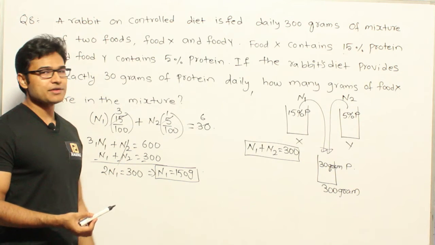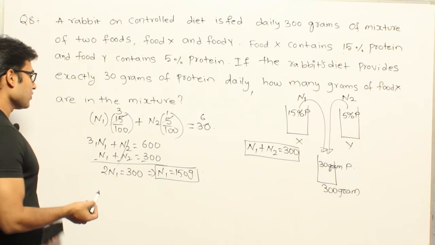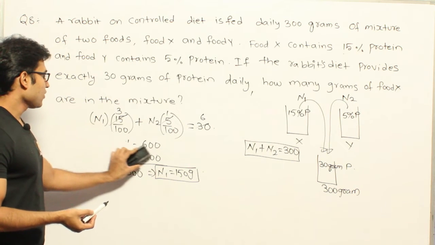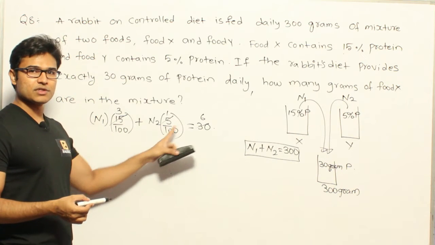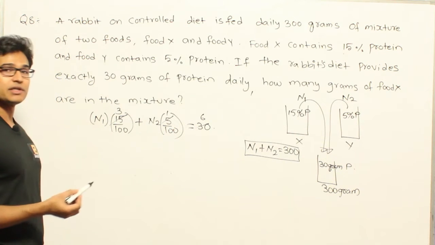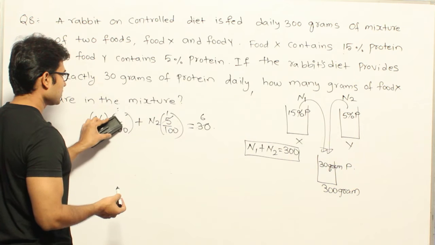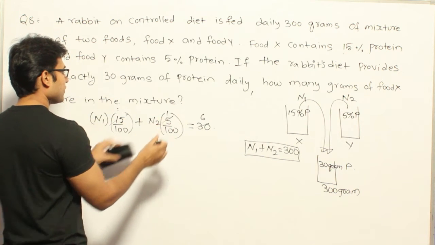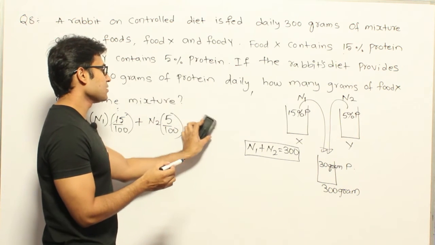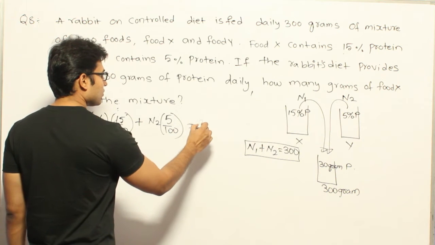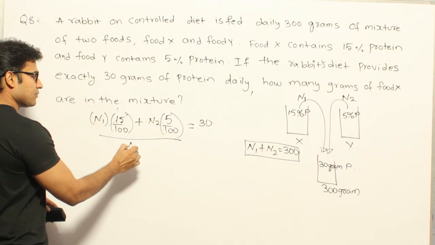Now since we are talking about alligations and mixtures, if you want to apply that alligations formula, then also you could do it in a different way. So what is the other way of solving it? We know that this is the total amount of protein present in the final mixture, which is equal to 30. Now convert everything to percentages, right? See this, so it is 15, this is 5. Now you can convert everything to percentages and you can see if the alligations formula is applicable here, right? So this is the total amount of protein and the total weight of the mixture is N1 plus N2 grams.